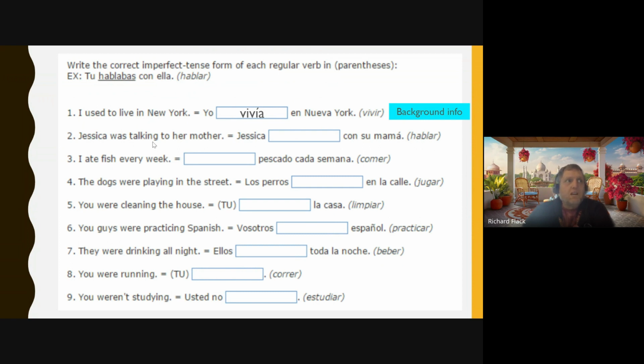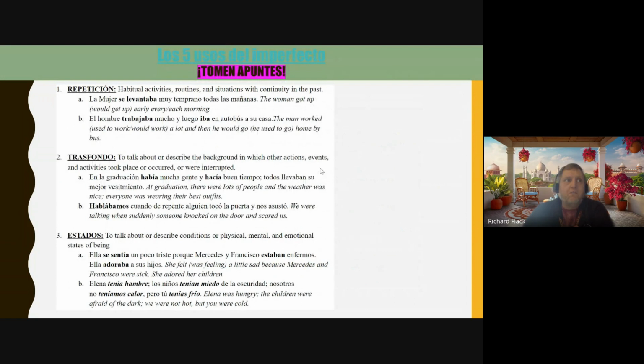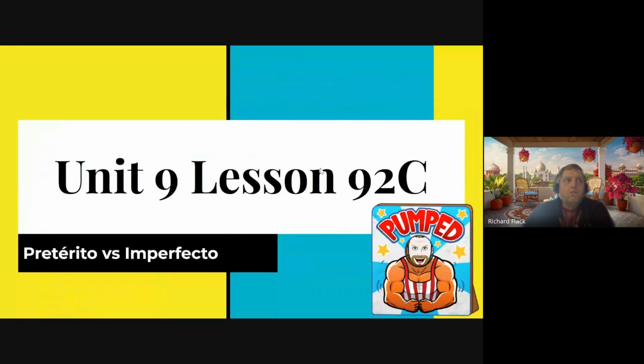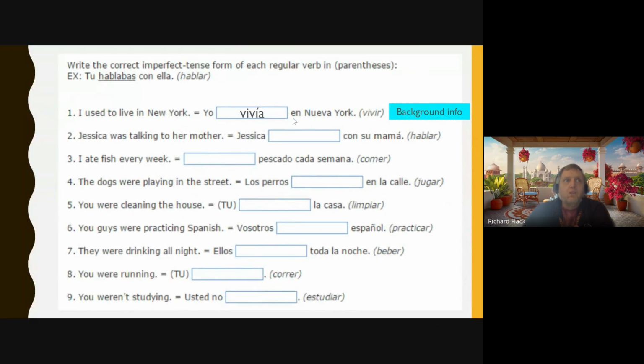Number 2, Jessica was talking to her mother. Jessica hablaba con su mamá. Again, that's going to be background information. So you're going to use this sheet right here to help you answer or give reasoning for the conjugation that you're putting in.